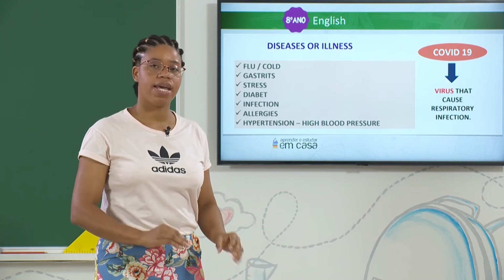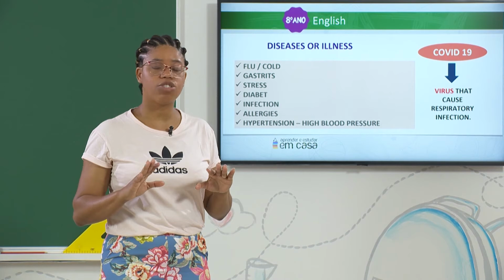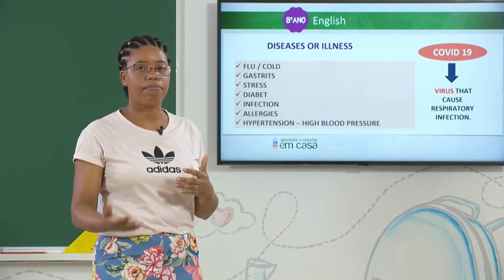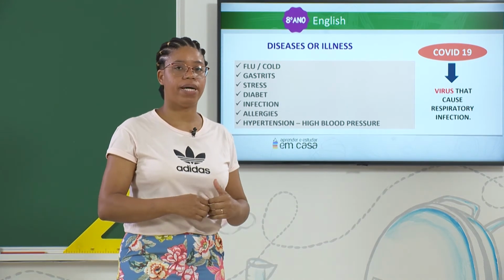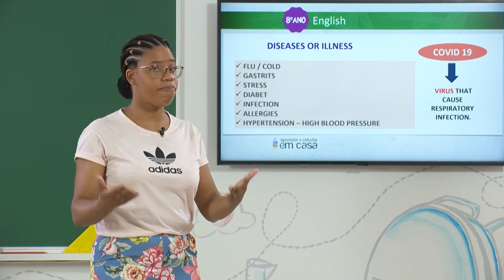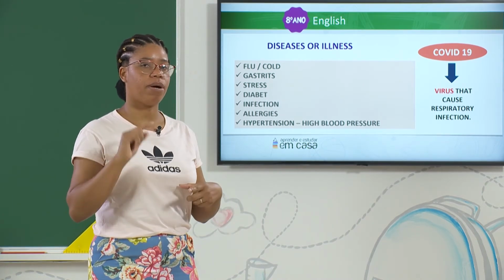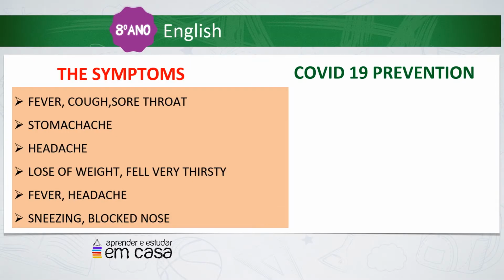Because the children and the older people, their immune system is not strong enough to fight the virus. And the young people are the stronger ones to fight the virus. But we have to take some cautions or many cautions to help our body get stronger. But we will talk about it soon. Let's see now some symptoms of the diseases we have mentioned before.